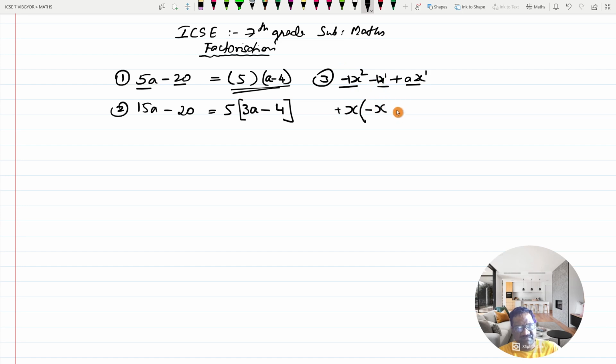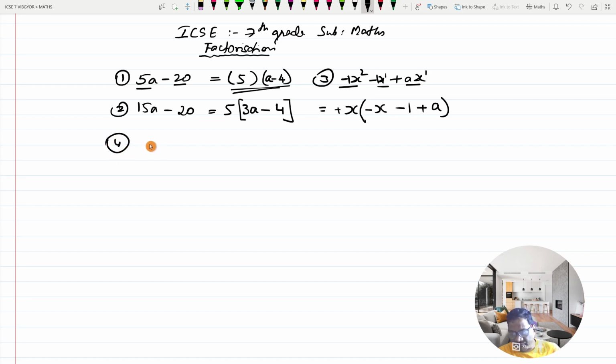Now you will put this minus sign over here, and in second term, if you remove x out of it, you will get a 1. Then there's a plus sign. If you remove x out of it, you will get a plus a. So you got this answer. So the answer for factorization is x bracket minus x minus 1 plus a. Is that clear? This is how factorization works.